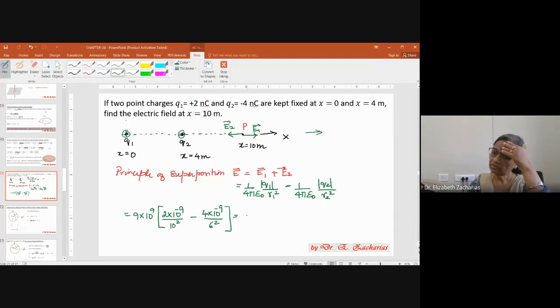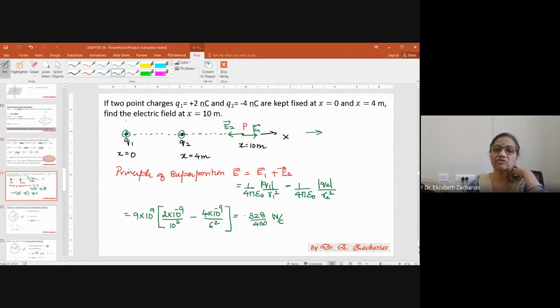I just tried working it out and I got the answer as 328 divided by 400 Newton per Coulomb with a minus sign. Am I going to get a minus sign or a plus sign?